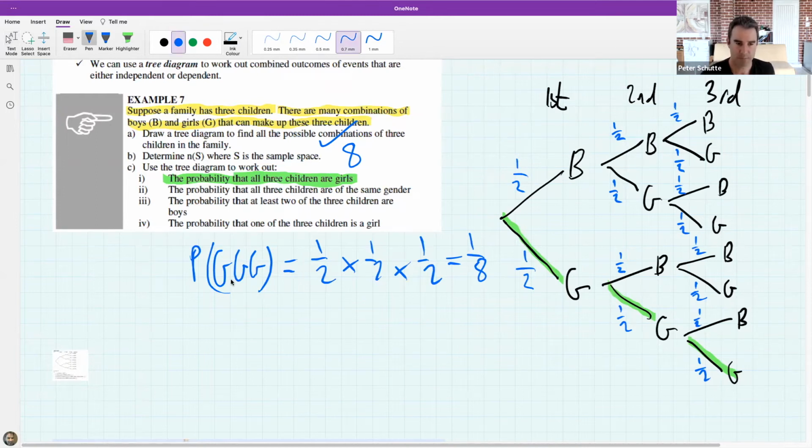Okay, now I want you to try and do, what is the probability that all 3 children are of the same gender? I want you to try and work out that question. And I'll give you a bit of time to do it by yourself and think logically about which of the branches satisfy this question. And then if there are multiple branches, what should you do?